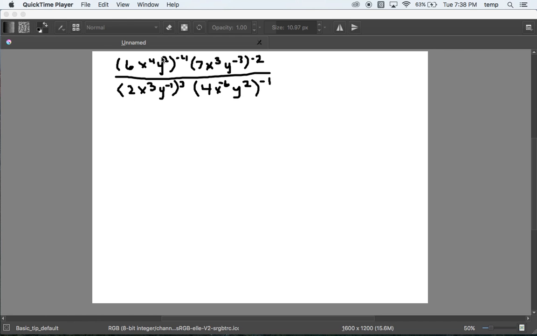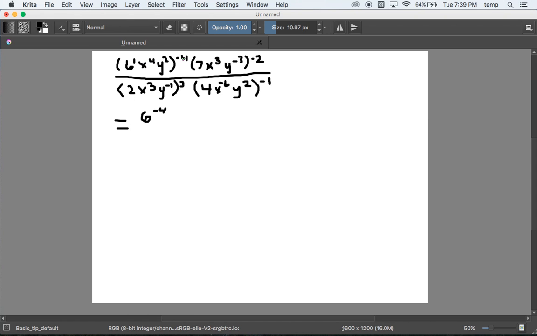Our first step is to distribute our exponents throughout our different monomials, I guess you could call them here. And so what we'll do is, again, this is a number, so this is like something raised to the first power. So this first rule, our power rule, tells us that we take our exponent and multiply it by the exponent that we're raising it to, right? So we keep our base, so we keep 6, and then we take 1 times -4. So our exponent is now going to be -4. So we have 6 to the -4.